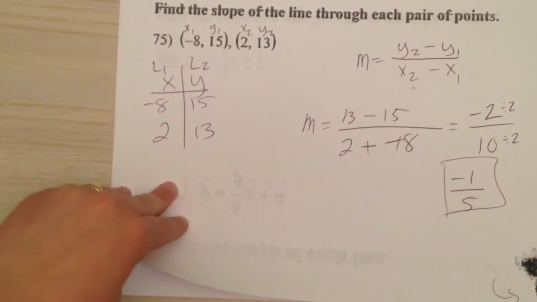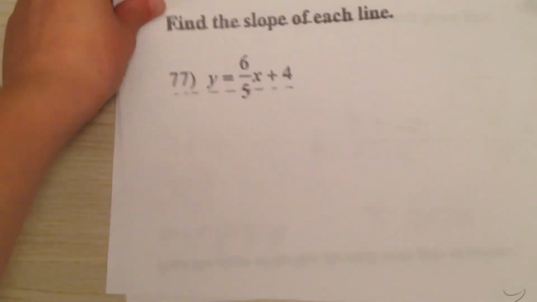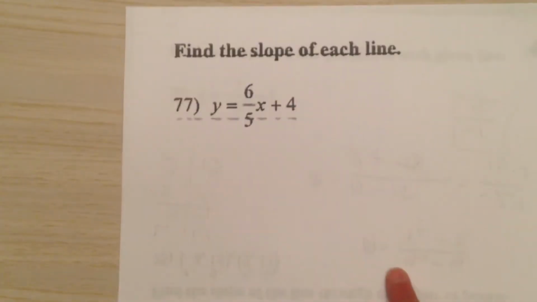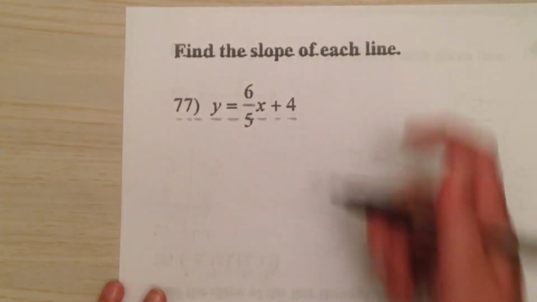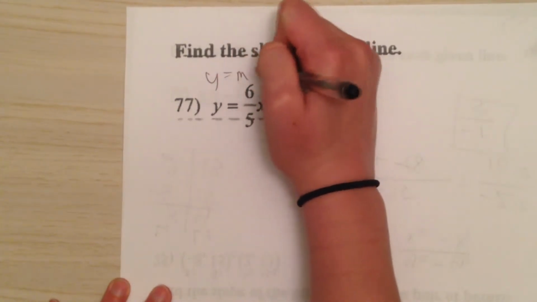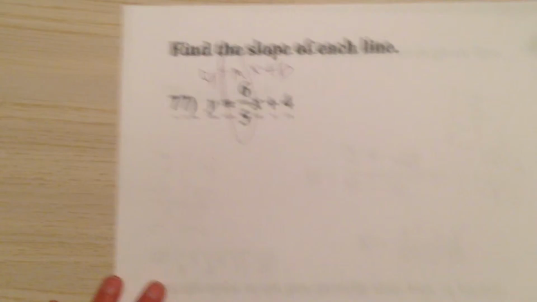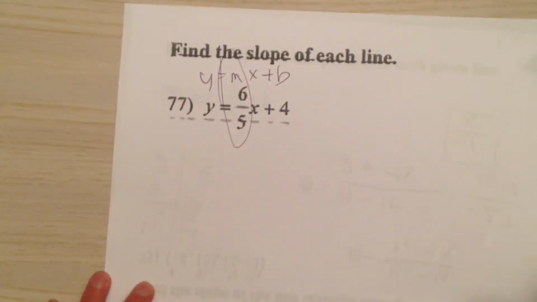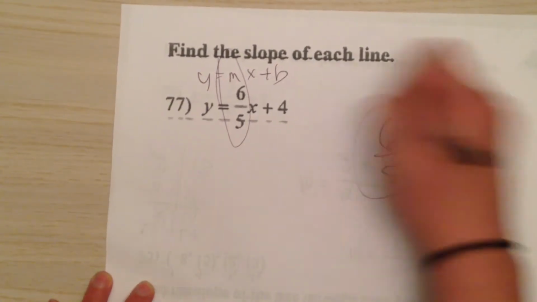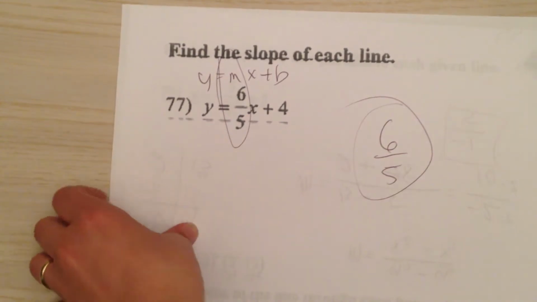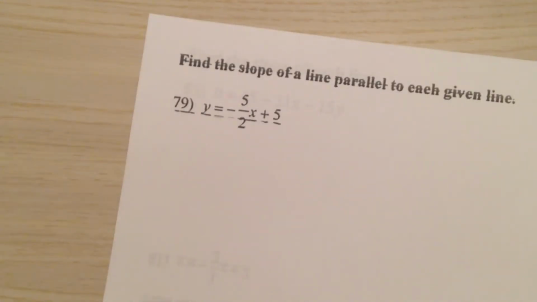Let's move on to other types of slope. Well, this one's pretty easy. We were just talking about this one. We were talking about y equals mx plus b, and how we always know our slope is the thing in front of the x. So if I ask for the slope of this line, you tell me 6/5. If it's not in slope-intercept form, make sure you move it to slope-intercept form.